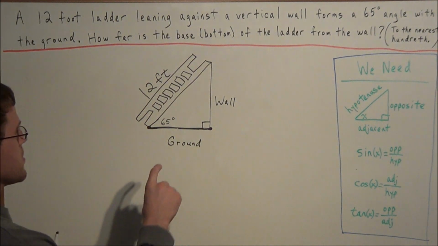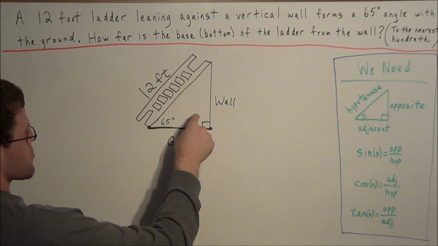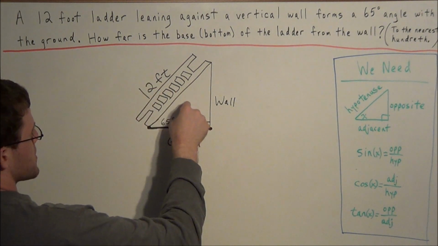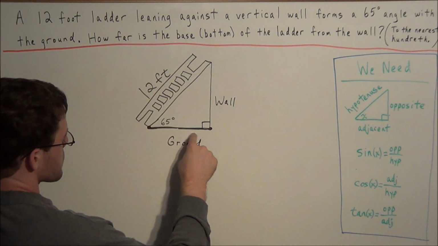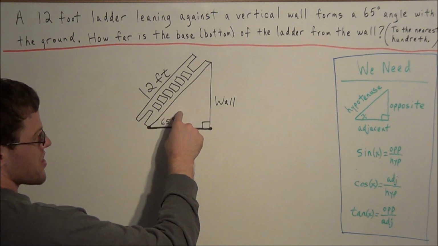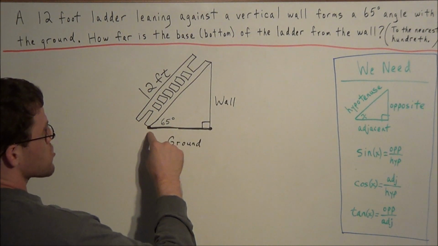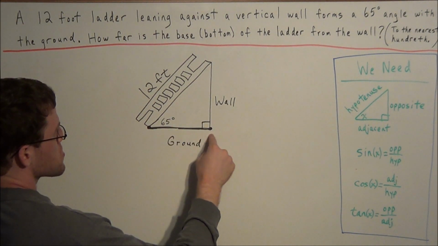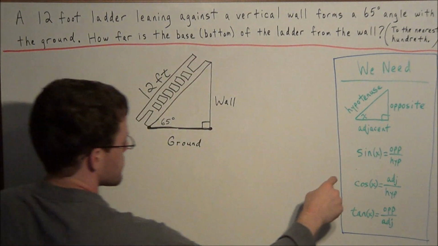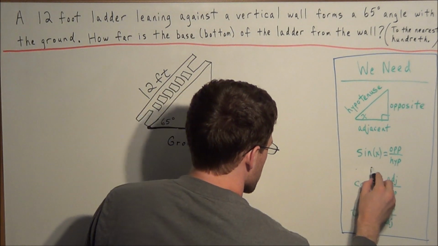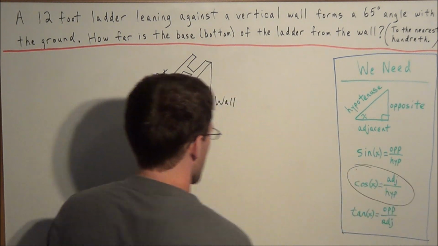So in this case here, we know the hypotenuse of this right triangle, the side opposite the 90-degree angle, but we're trying to find the side adjacent to the 65-degree angle. So which of the trigonometric functions uses the adjacent side of a right triangle and the hypotenuse of a right triangle? It's going to be cosine. So this is the one we want to use to solve this problem.